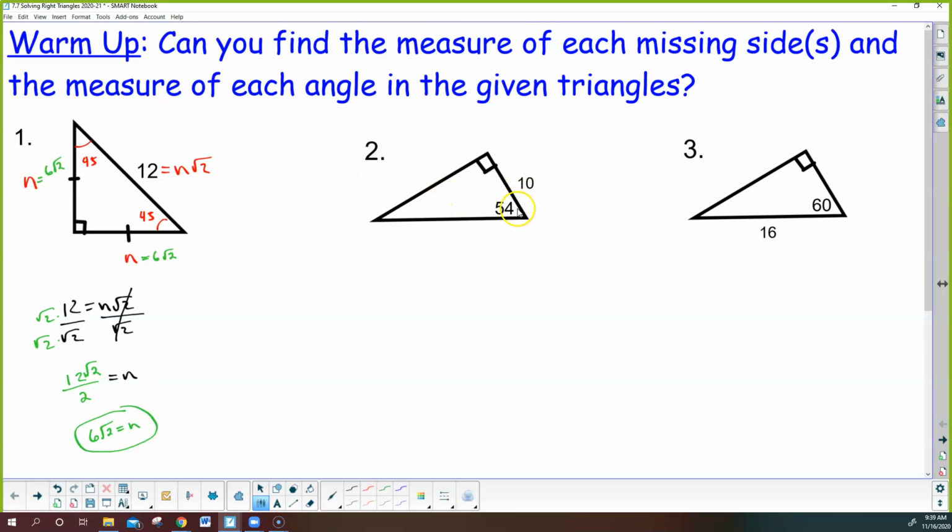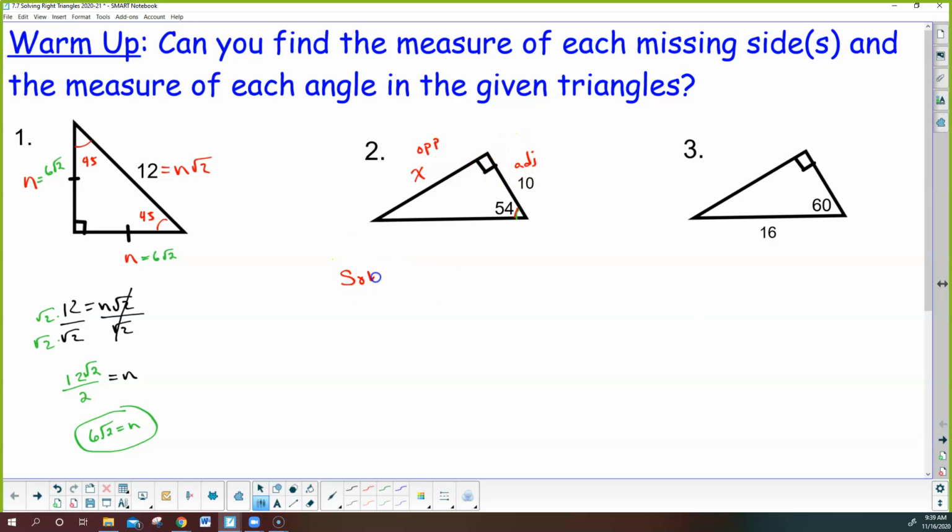Number two is not one of our special right triangles. In this case, they give us a reference angle of 54 degrees. And it doesn't matter to me which side you find first. I'm going to call this side x. Let's find x first. So now I notice, where is the position of x? It is the opposite side, and the given side, 10, is the adjacent leg. So I have opposite and adjacent.